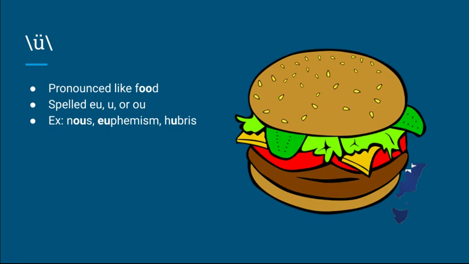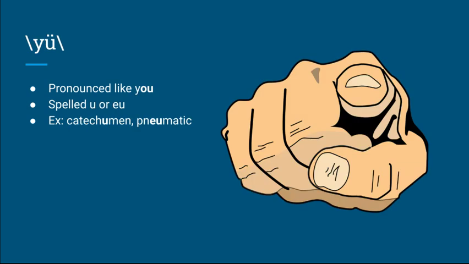Next, we have the OO sound, which is pronounced like it is in food. So the OO sound can be spelled EU, U, or OU. For example, noose, euphemism, or hubris. So the OO sound is spelled EU, U, or OU.